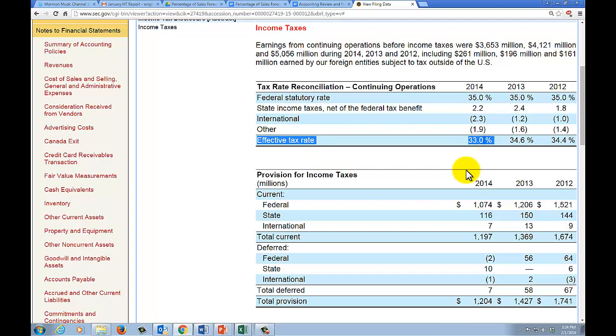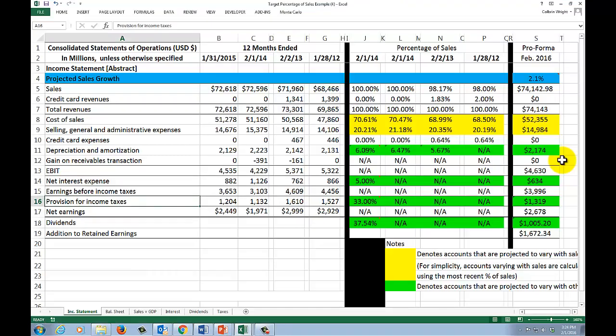We could again talk about whether or not we should use 33% or an average of the last 3 years. I believe in this instance it's more accurate to use the most recent year because it's more likely that that most recent year is going to be the best representation of what the tax structure looks like moving forward. So I'm going to apply a 33% rate. And again, I'm going to keep my dividend payout ratio constant.